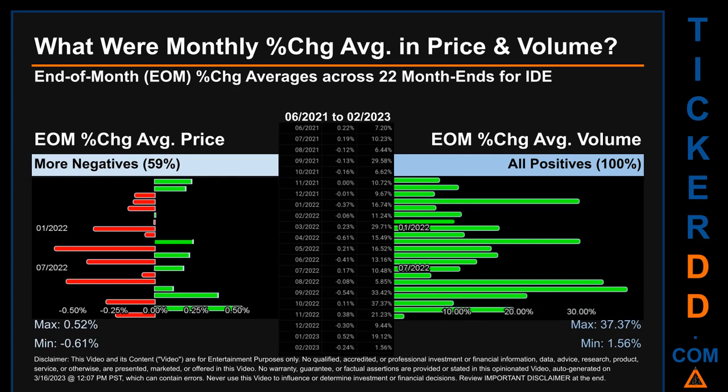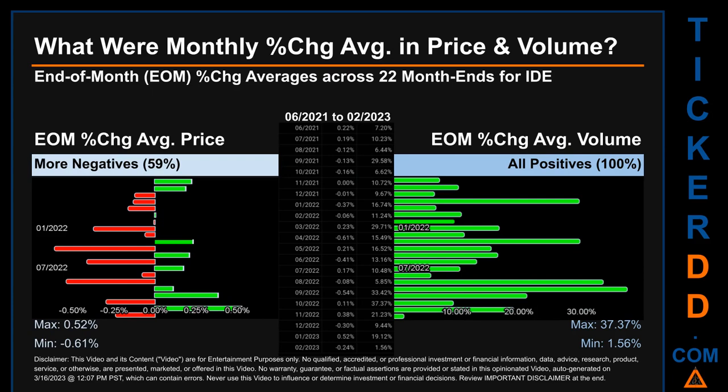What were end-of-month percentage change averages in price and volume for IDE? The monthly average of percentage change in price and in volume were calculated for each of the 22 month ends. That calculation took daily percentage changes and averaged them for each given month. If a month end came out negative, then it means that the month summarily saw a negative change. From 06/2021 to 02/2023, out of 22 month ends, 13 had a negative percentage change in average price.